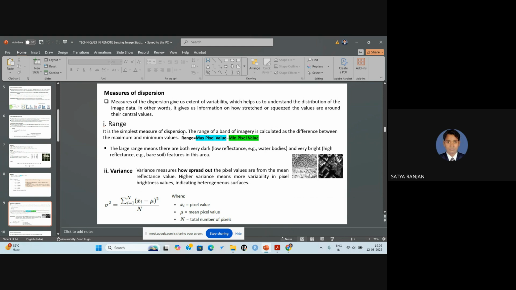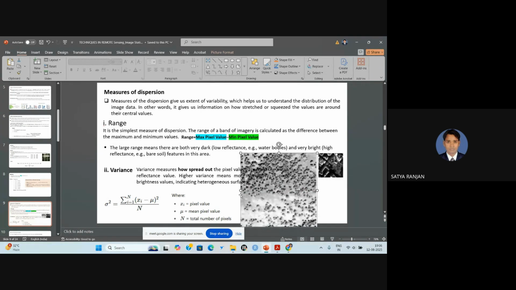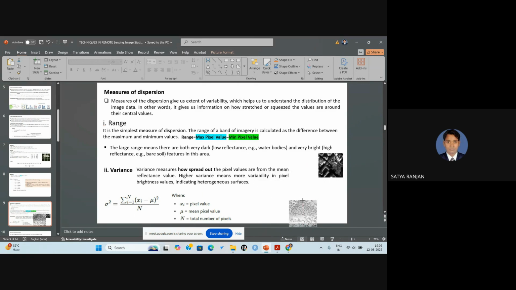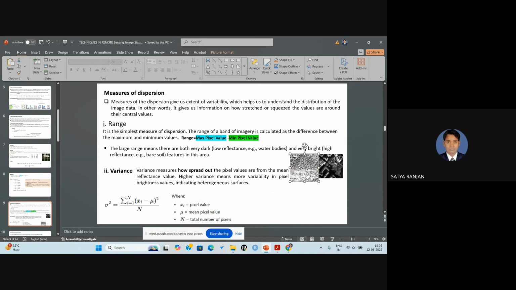So this is one of the examples. This is the satellite image. It has some brightness values, with high DN values in the white areas, and in the same scene some dark values are there. So it has a very high range. So this is the range, and this is the function of the range in remote sensing.